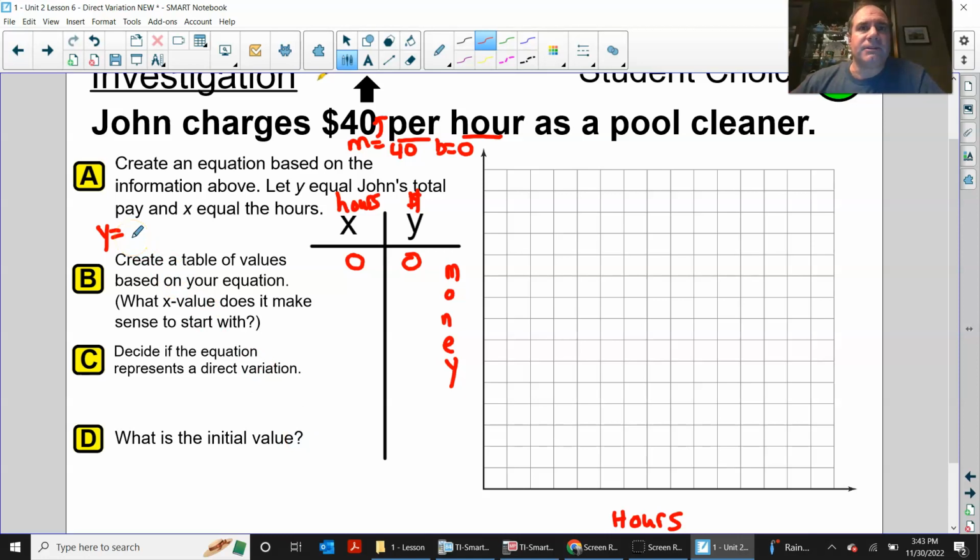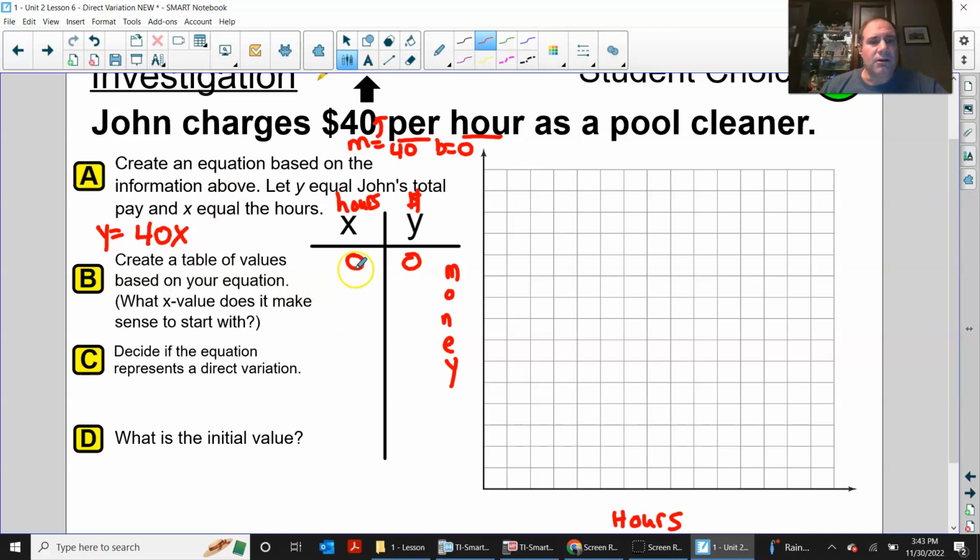So what's that equation? y equals mx plus b. We have the m of 40 and a b of 0. So it's y equals 40x. If you put plus 0, it's not wrong, but we don't need it. It doesn't add anything to it, so you leave it like that. This is y equals 40x, a direct variation. It has 40 as a slope and a y-intercept of 0.